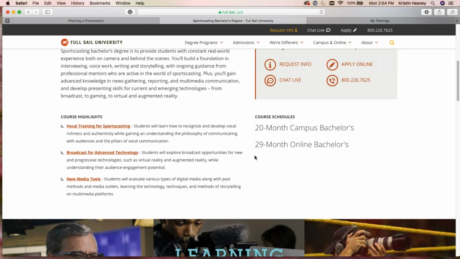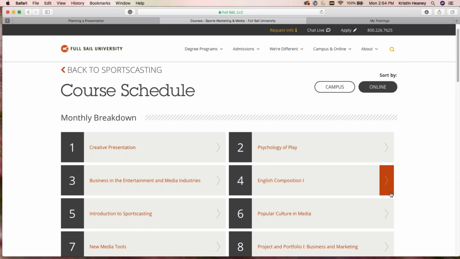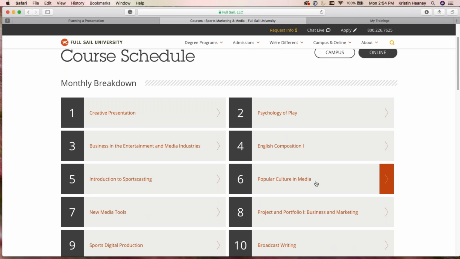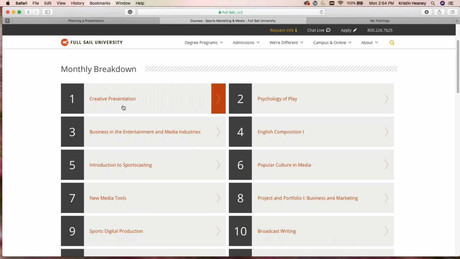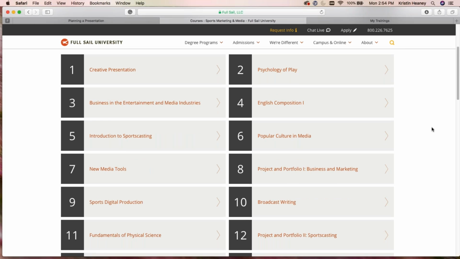couple of years. So you want to look at the online bachelor's program, and you can look at your course schedule. And this is true of any of the degree programs. It will have this same structure and format. But of course, the schedule is going to look different for each degree program. So here you guys are way up here in creative presentation, working through your core classes, but quicker than you think you're going to be in your specific courses for your degree program.